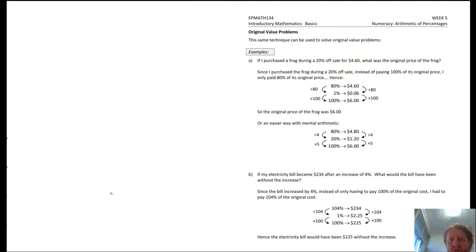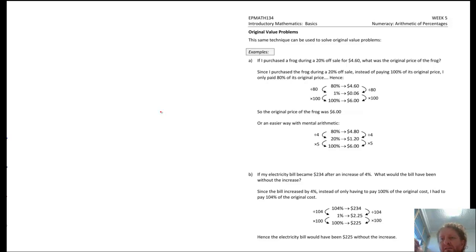Page down. So those unitary methods are what we do with original value problems. In terms of percentage problems, original value are the hardest, but if this unitary method works for you, then they're nice. Let's go to this question, and I'll do my working over here. If I purchased a frog during a 20% off sale for $4.60, what was the original price of the frog?